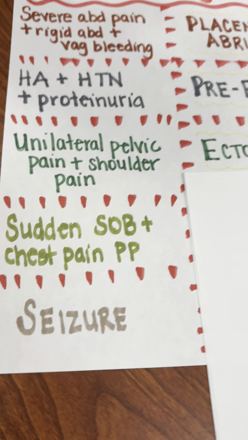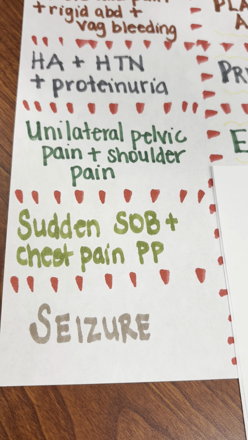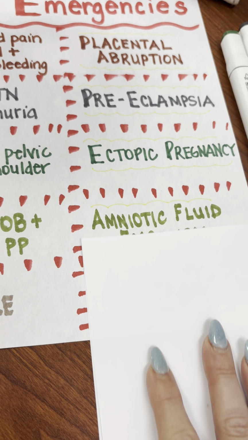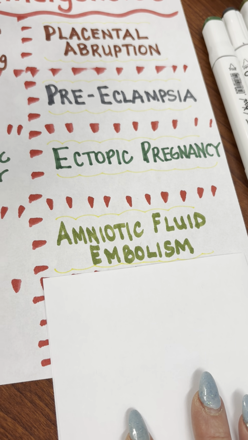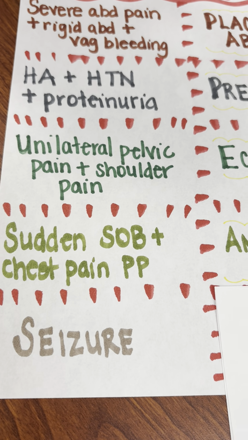All right. Next one, sudden shortness of breath and chest pain postpartum. This is a big one that you have got to recognize. What does your patient have? This is an amniotic fluid embolism. This one can be fatal if you do not move quickly. And even if you do move quickly, sometimes it doesn't end up good for the patient. So you do have to recognize this.